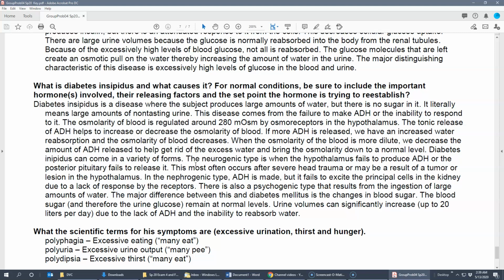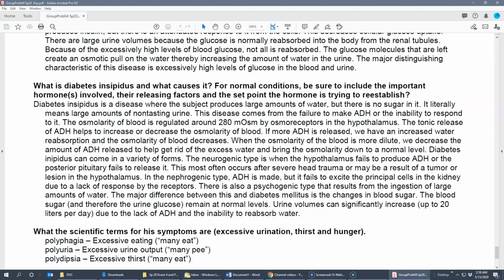Diabetes insipidus, which is the reason why it's in this section, is a disease where the subject makes a large amount of water, but it's not a sugar issue. It's because of the ADH. The person doesn't make enough antidiuretic hormone, so they pee out a lot more urine. It literally means large amounts of non-tasting urine, diabetes insipidus.